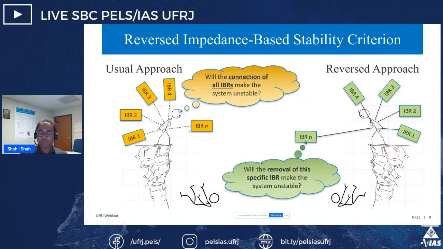We take a reversed approach. So what we do is that we assume that the system is stable with all the IBRs, and we ask a question: will the removal of this particular IBR make the system unstable? So in this case, if I'm focusing on this IBR n, I need impedance scan of only that IBR and the rest of the system, looking from that port. So I need only two transfer functions, or if I'm considering the second order impedance matrix, then 4 for the IBR and 4 for the network. So only 8 transfer functions to understand what this IBR is doing in the stability. So this is a very high level explanation of what is this reversed impedance-based stability criterion.